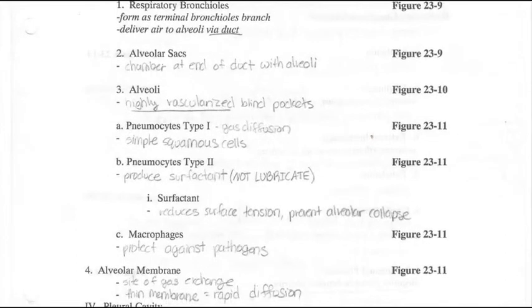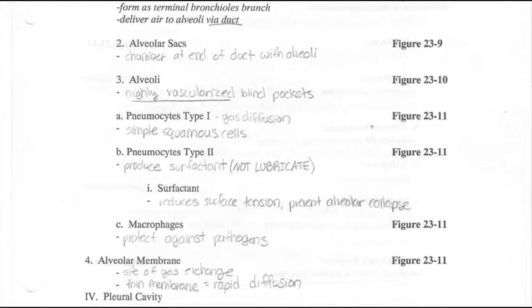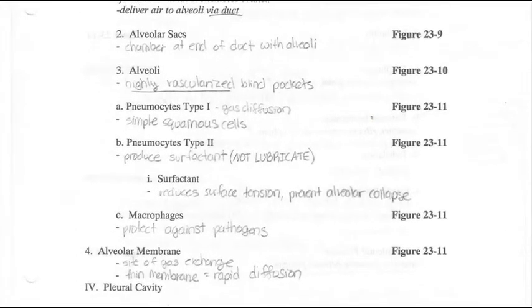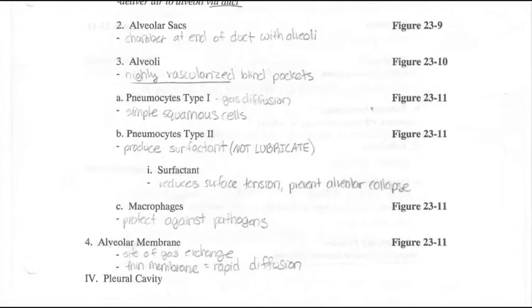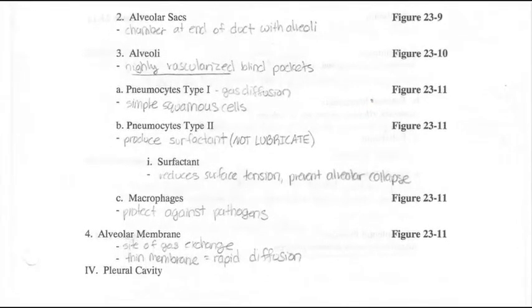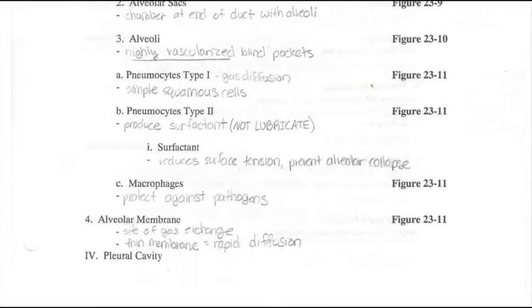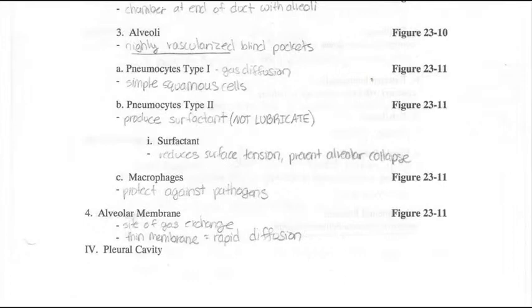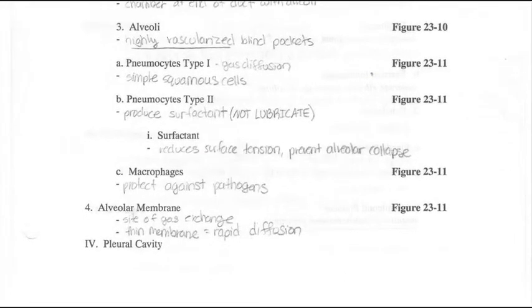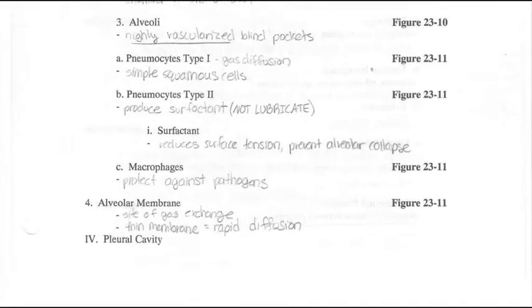A. Pneumocytes type 1. These are for gas diffusion. They are simple squamous cells. B. Pneumocytes type 2. These produce surfactant, which is not a lubricant. Surfactant reduces surface tension and prevents alveolar collapse. C. Macrophages. These protect against pathogens.